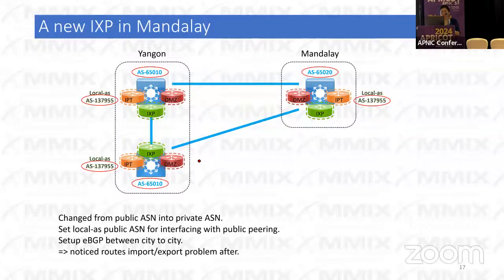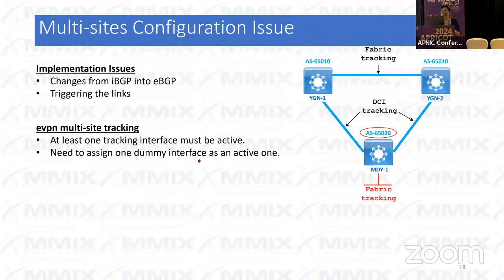After that, I noticed another problem, the import-export problem. I will explain this in more detail in the next session. So I will share another issue. Multi-site configuration needs iBGP within a city and eBGP between cities. So it needs a tracking system: fabric tracking and DCI tracking. DCI tracking is for the WAN. Fabric tracking is within a city.